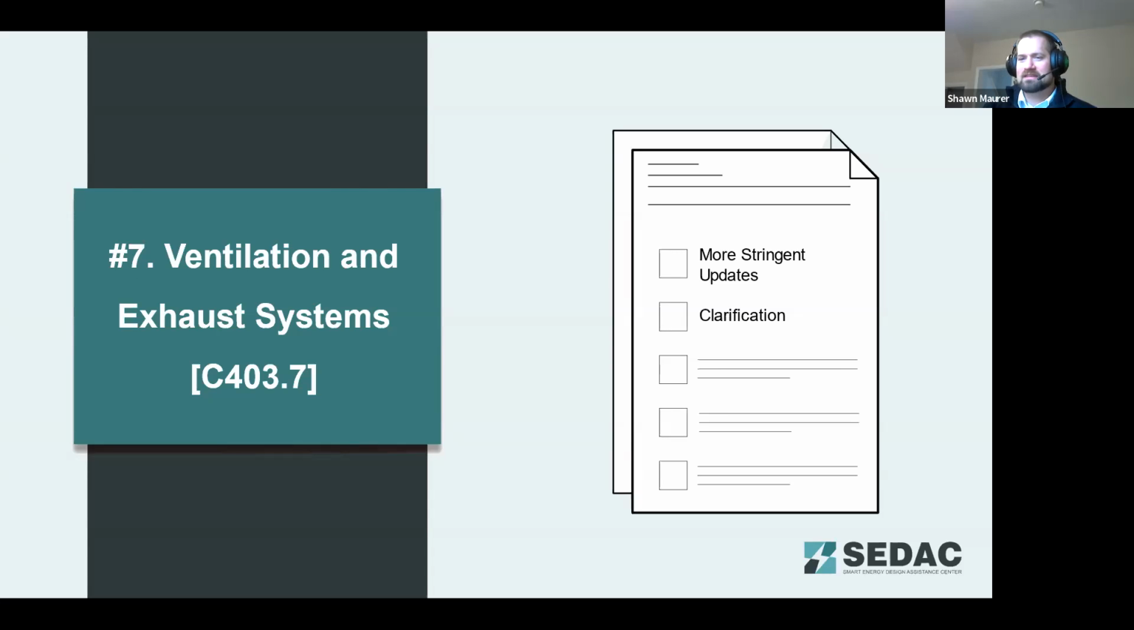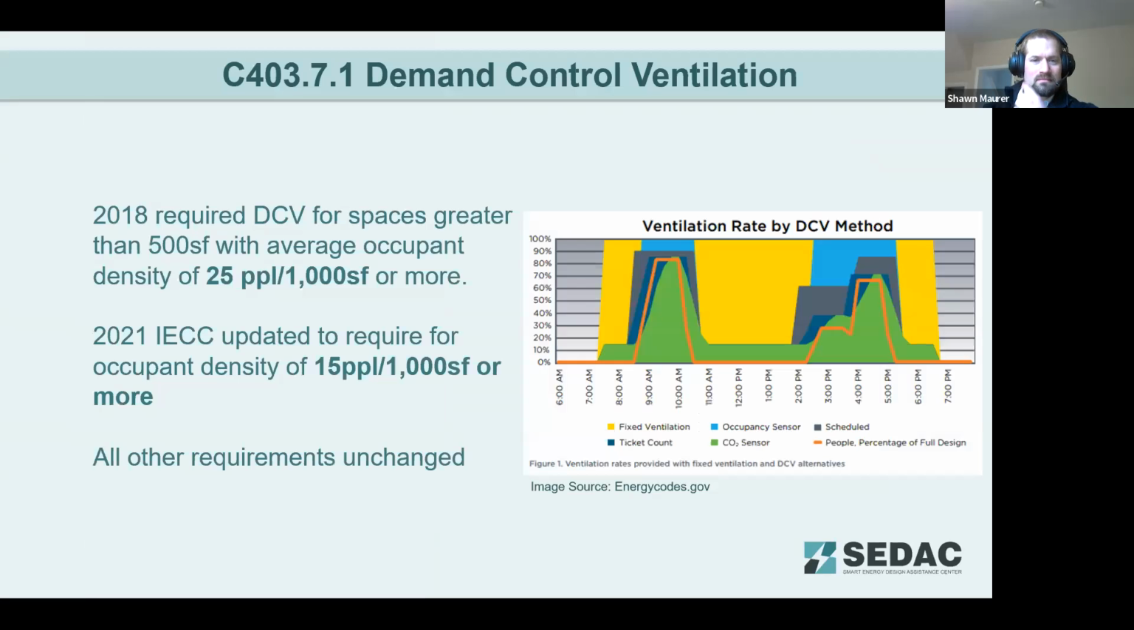Okay, so the next topics we'll get into are ventilation and exhaust systems. Within the ventilation system, we touch on demand control ventilation requirements within the energy code.